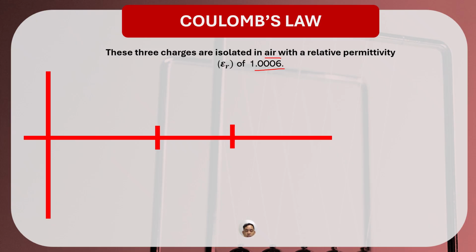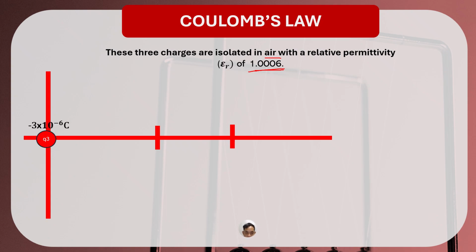So our Coulomb's constant or K is not anymore 8.99 times 10 raised to 9. It's going to be different. We will be calculating the Coulomb's constant in air, not in vacuum, provided that we have the relative permittivity, which is 1.0006. We can use this magnitude in our calculations later.